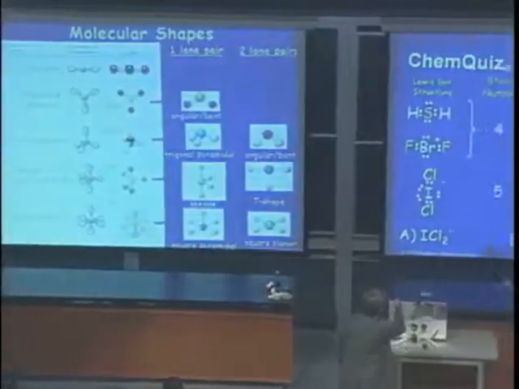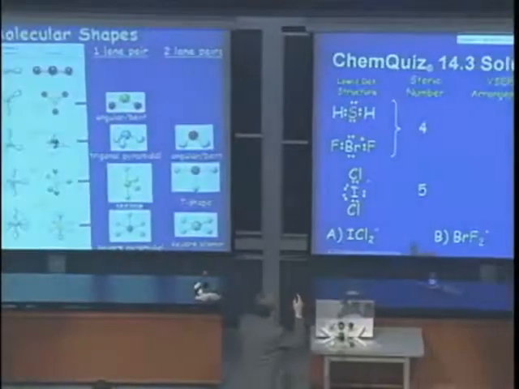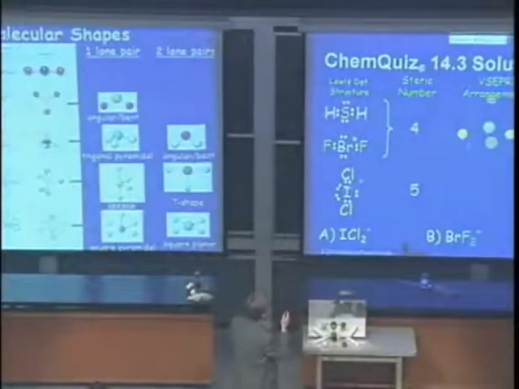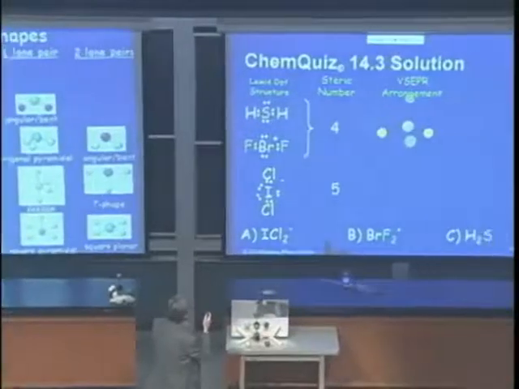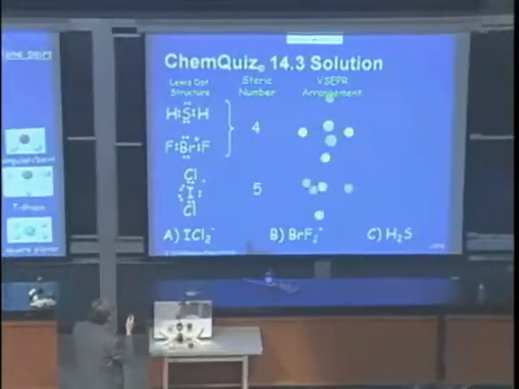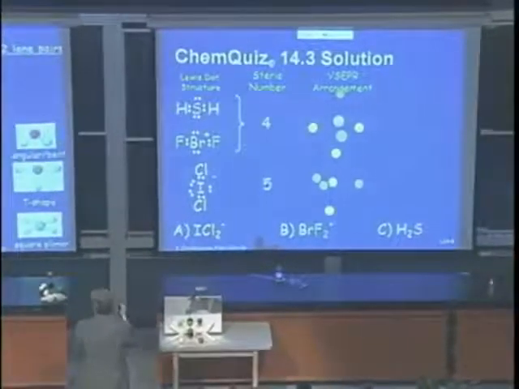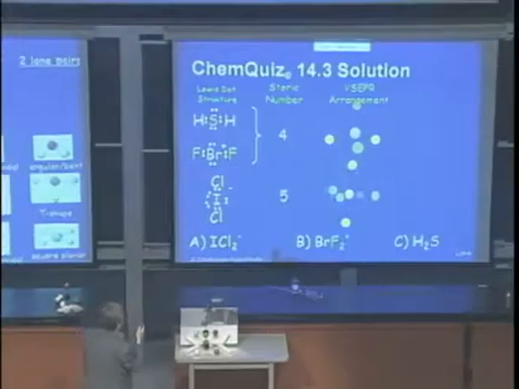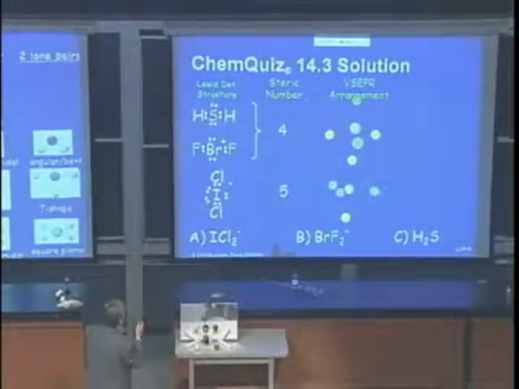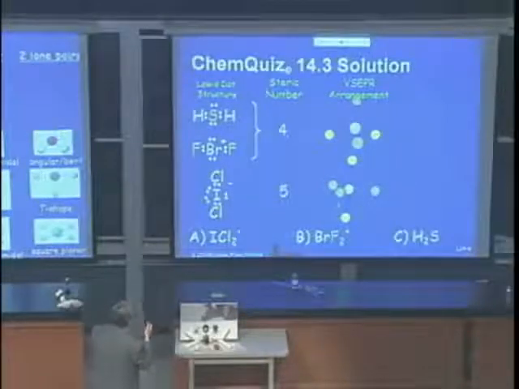Steric number 4, steric number 5, VSEPR arrangement. This is now a tetrahedron for both of them. And this is a trigonal bipyramid. So this is flat here, this is the plane, the trigonal plane, and that's the bipyramid here. One here and one here, okay?